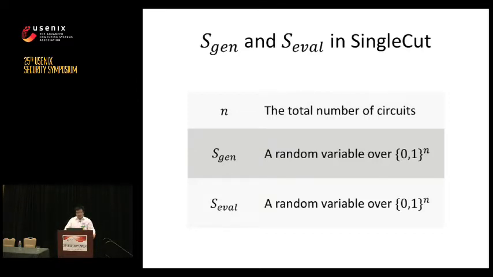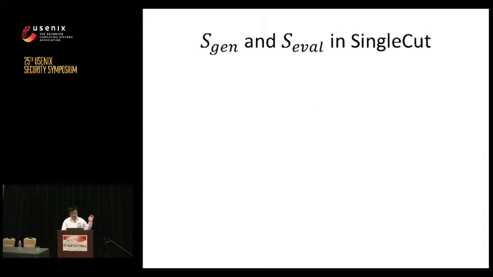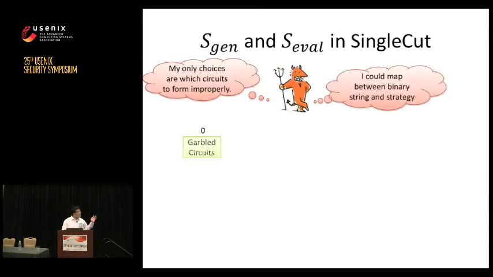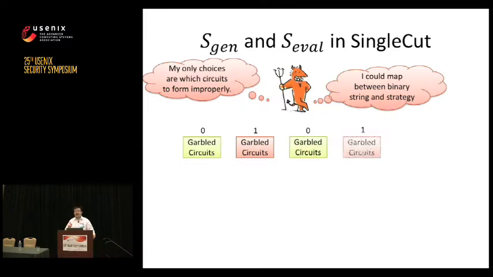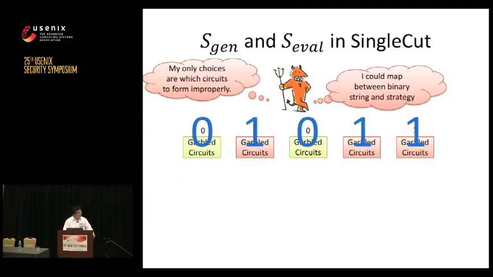Assuming the total number of circuits is a public parameter denoted by n, both the generator's and the evaluator's strategy can be represented by a random variable over an n-bit binary string. Now I'm going to show you how to map between binary strings and the strategies. To construct n circuits, the generator only needs to decide which circuits to cheat with a bad one. It could give a good circuit for every 0 bit and a bad circuit for every 1 bit here. The generator strategy here can be summarized as 0, 1, 0, 0, 0, 1, 1.